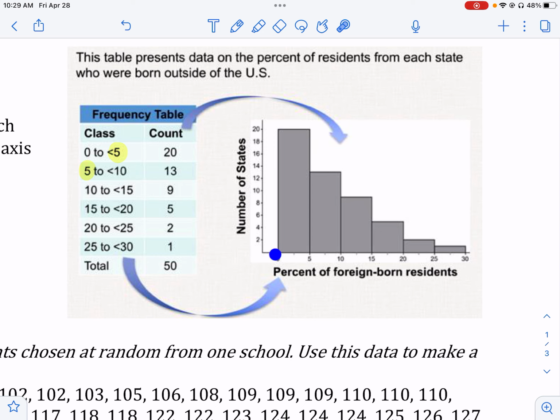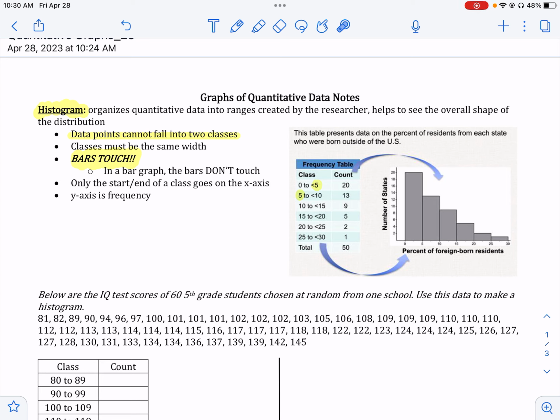So we can see that 0 to 5 goes all the way up to 20, 5 to 10 goes to 13, and etc. So this is where on the x-axis you end up, and your count is how tall you end up. So where on the y-axis is each bar going to go to? So that's what a histogram is and how we create one.